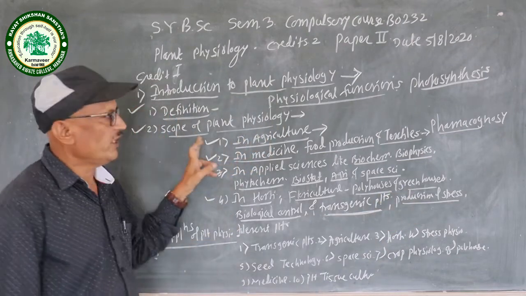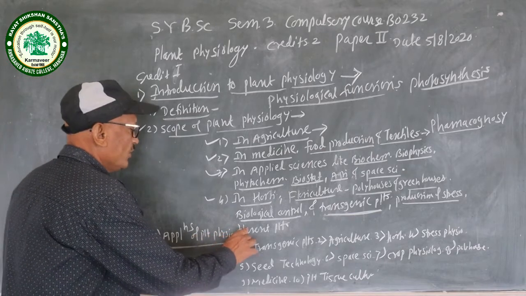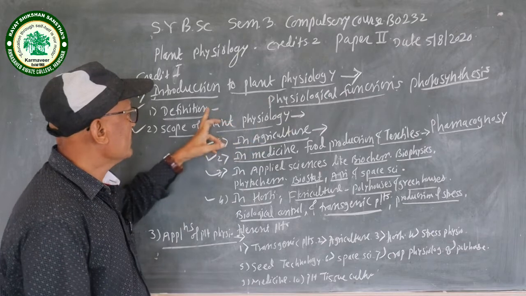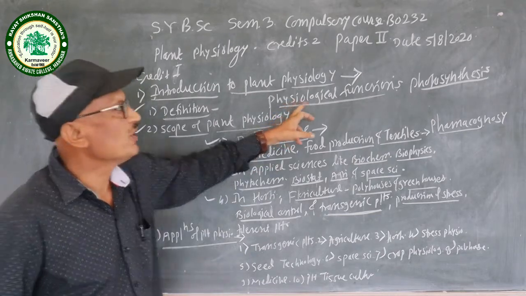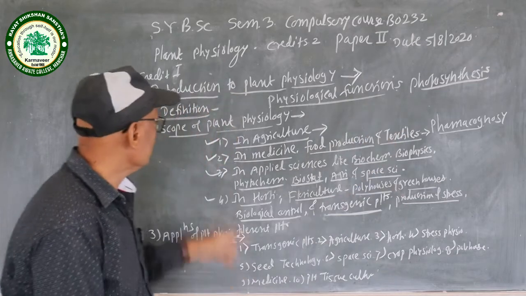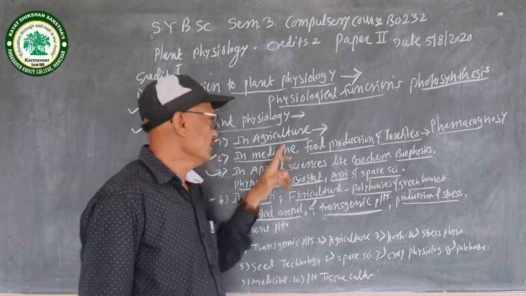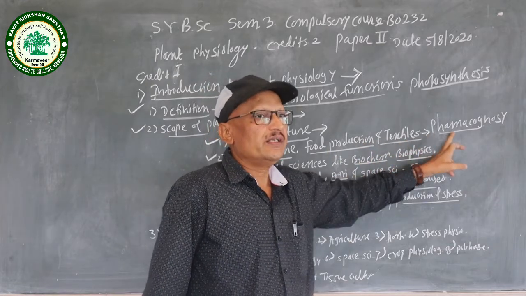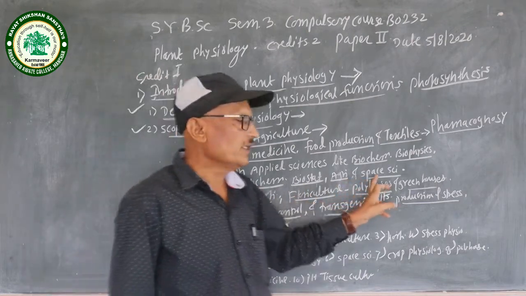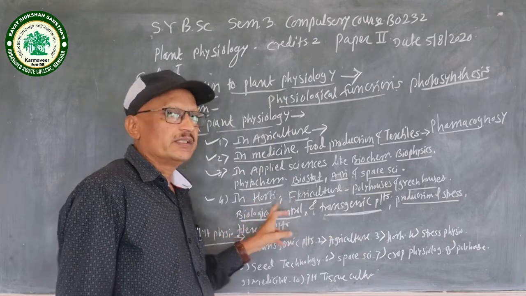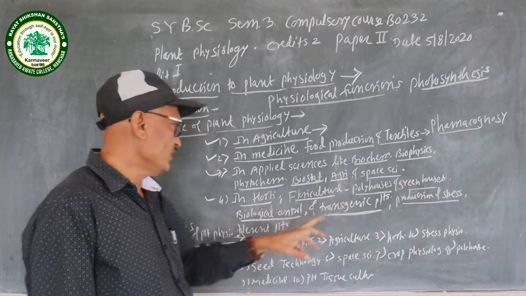Now these are the scope of plant physiology in various fields. Third point, application of plant physiology. Now we have seen the definition: plant physiology is a branch of botany which deals with the study of various physiological functions occurring in a plant. Then we have seen the scope of plant physiology in various branches of science, especially agriculture, medicine, food production, textile, pharmacognosy, phytochemistry, biostatistics, modern agriculture and space science, especially horticulture, that is floriculture, polyhouse and greenhouse production of economically important fruit plants, vegetables and flowers.